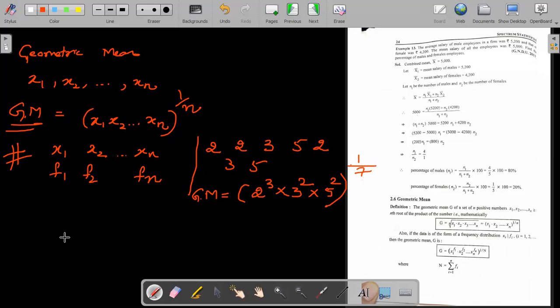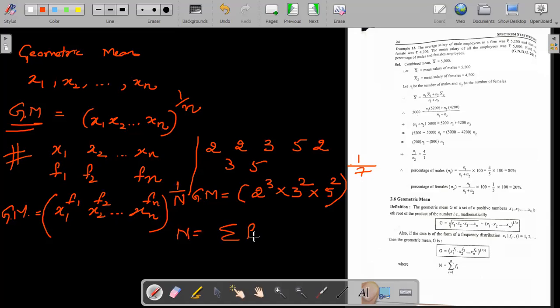So in this case, what will this formula become? Geometric mean will be x1 to the power its frequency, x2 to the power its frequency, xn to the power its frequency, and obviously here it will have 1 by capital N. What is capital N? Capital N is the sum of all the frequencies. Is it fine? The basic concept remains the same.